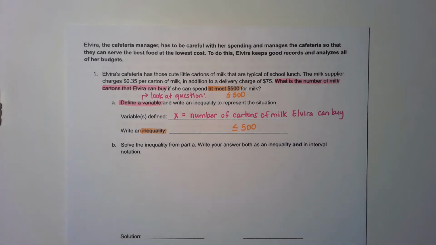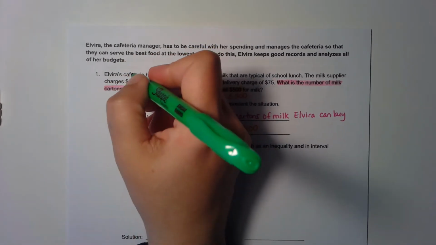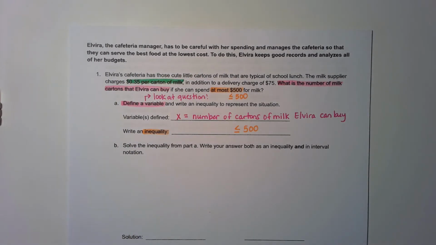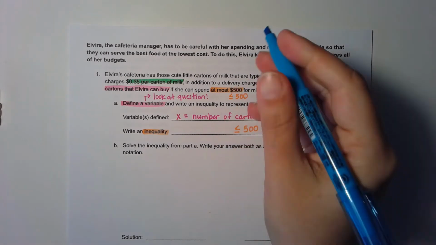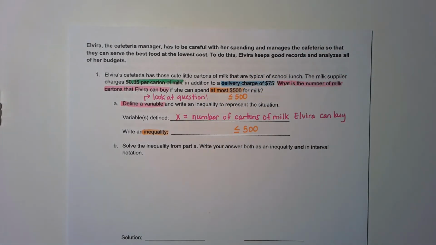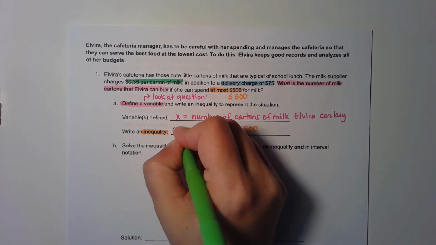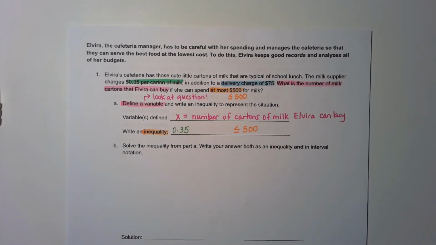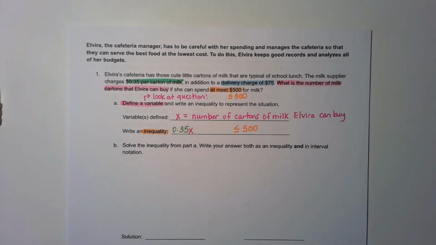Now let's figure out the other side of this inequality, sort of what goes on the other side of that symbol. If I reread the problem, it gives me two pieces of information. It tells me the milk supplier charges 35 cents per carton of milk, and then a delivery charge of $75. Now, what that means is that the 35 cents is going to be a fee that I pay over and over and over again, depending on the number of cartons. So in order to show that in my inequality, I'm going to write 0.35, and I'm going to put the x next to that because that is the value that repeats x number of times, depending on how many cartons I purchase. So if I purchase 10 cartons, I would have to put 0.35 times 10.